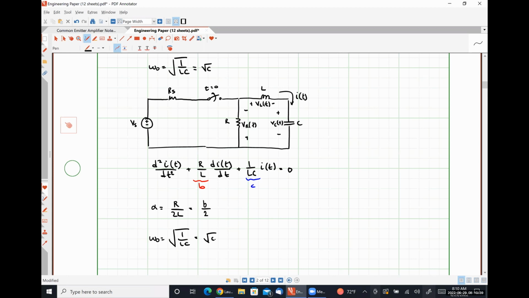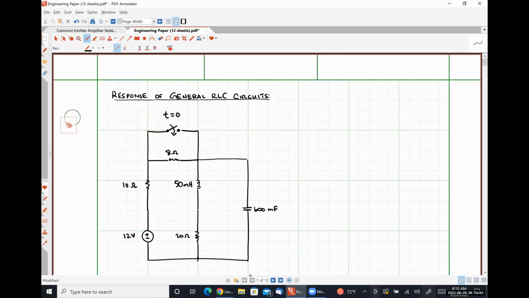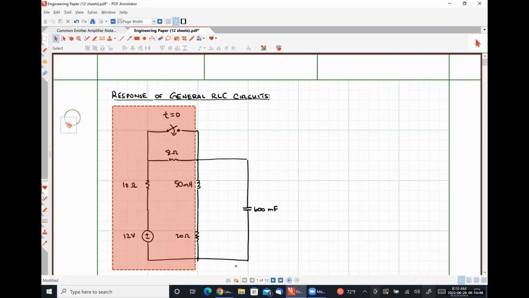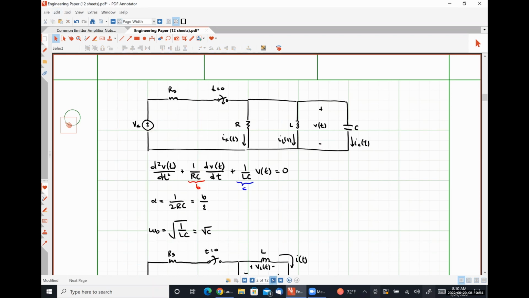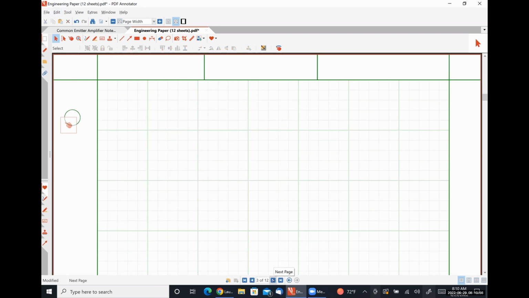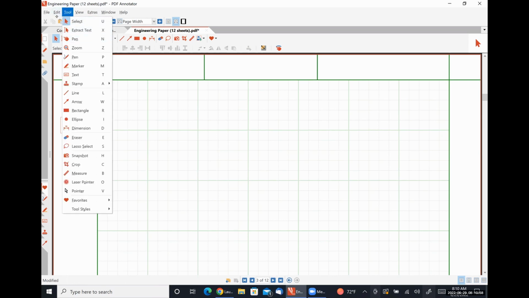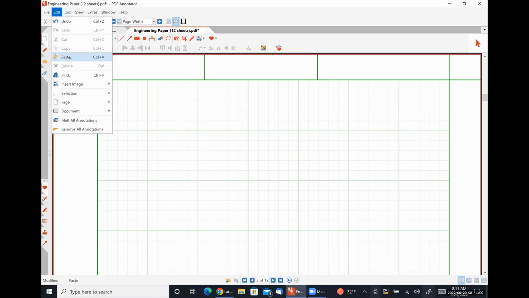So I'm going to scroll up here and we are going to make a copy of this circuit. And what we are going to do is we are going to figure out how to write a differential equation for it.